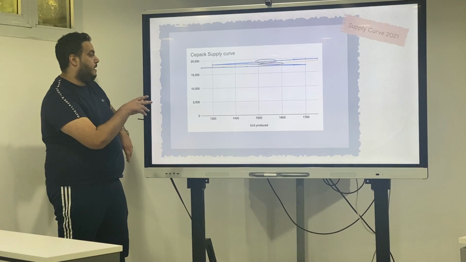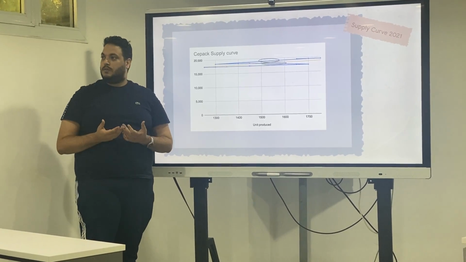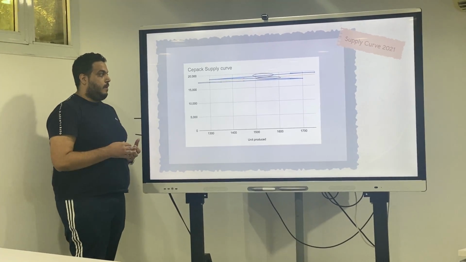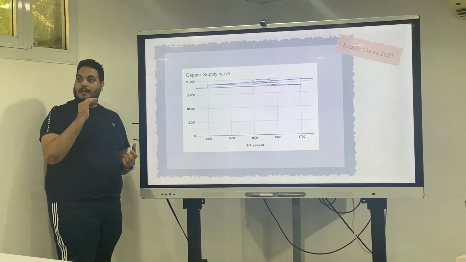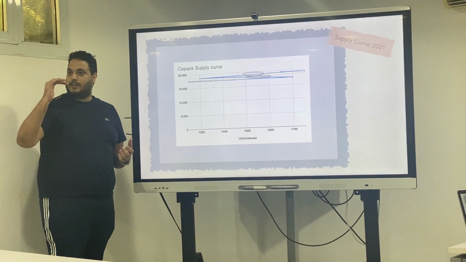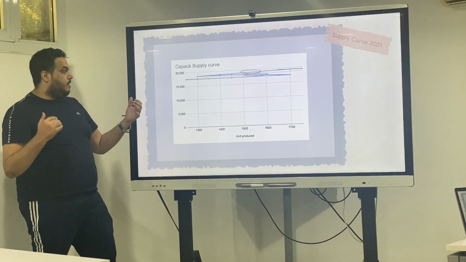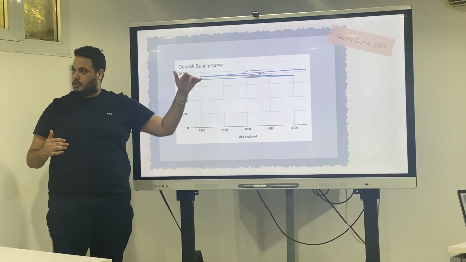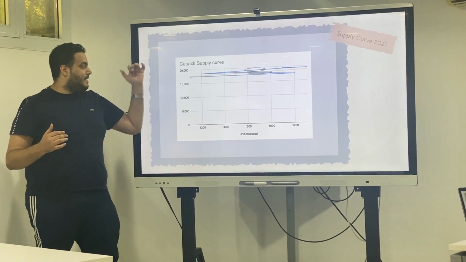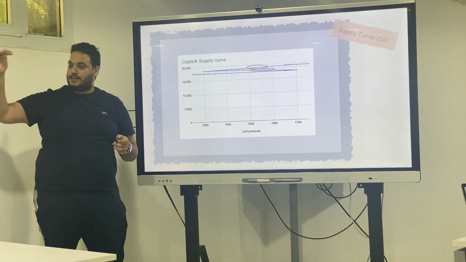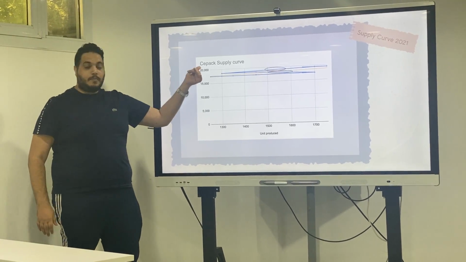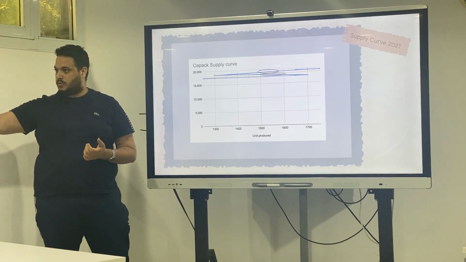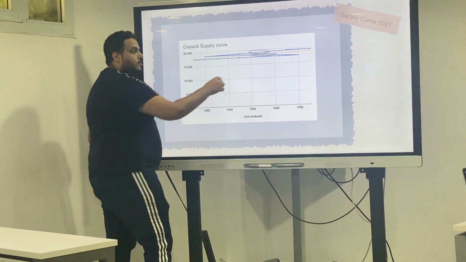Okay, here's the interesting part. This is the supply curve. We are seeing an undefined elasticity, which means that it's a horizontal curve. And at exactly the price of 17,500, we will see in the supply that the producer can supply any quantity he wants.